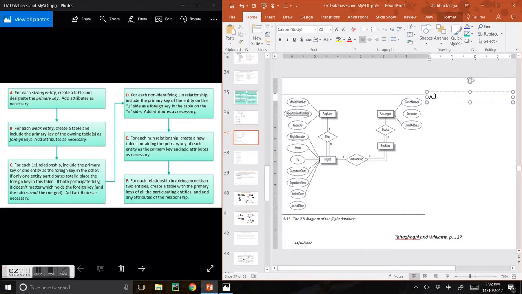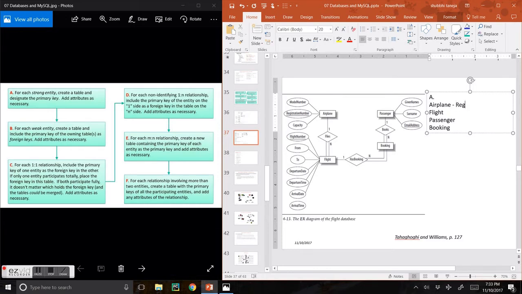Airplane, flight, passenger, and booking. Okay, so these are my 4 tables. So I've identified my strong entities, again reminding ourselves that strong entities are denoted by single rectangle, weak by double rectangle. So for airplane, let's also quickly write down the primary keys for each of these tables.